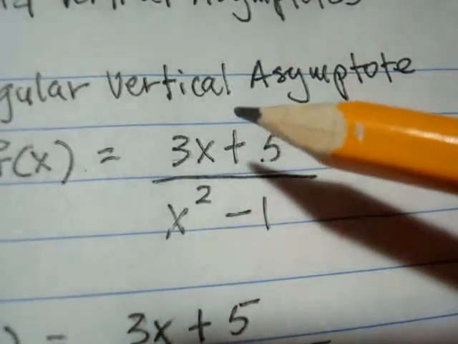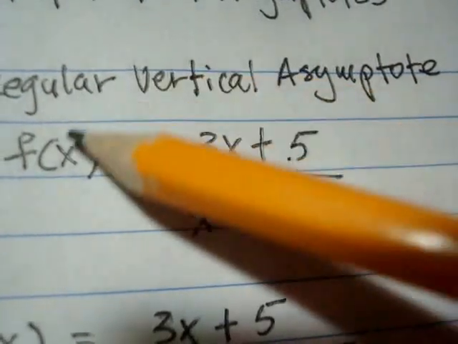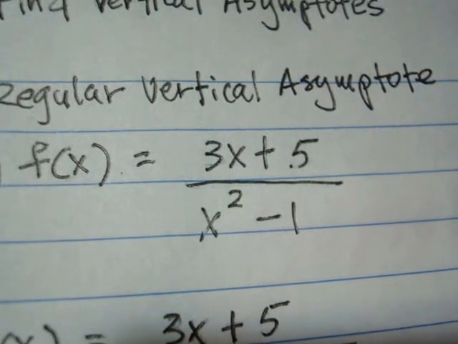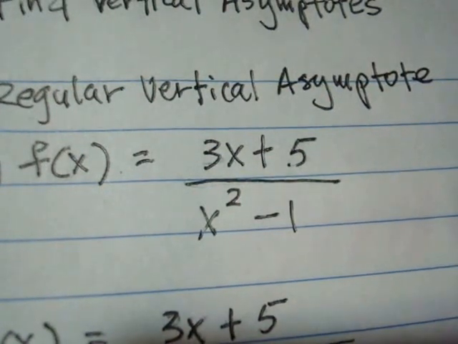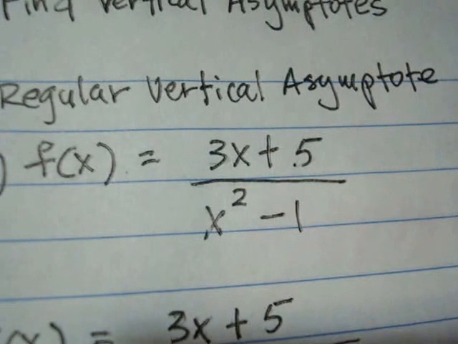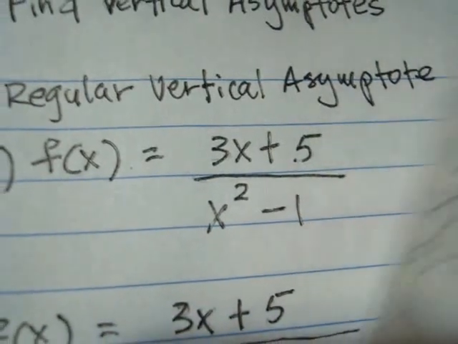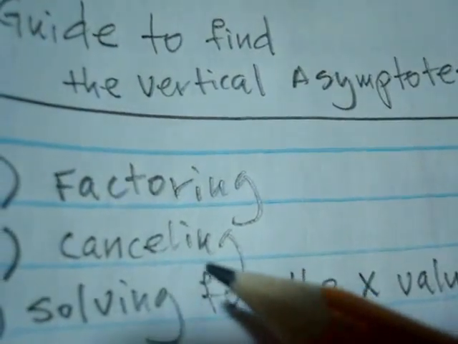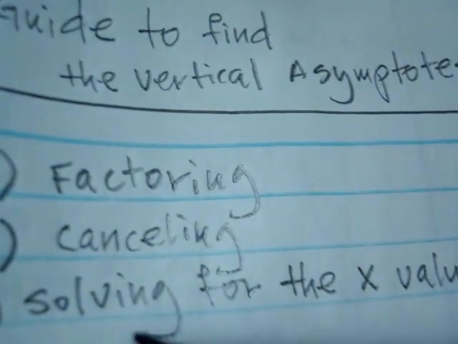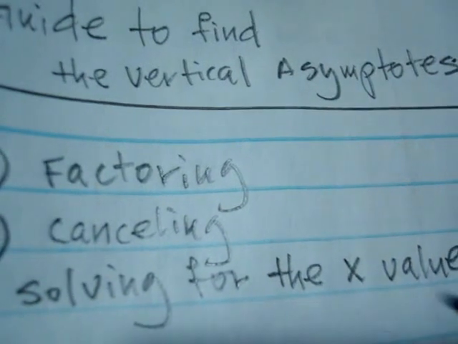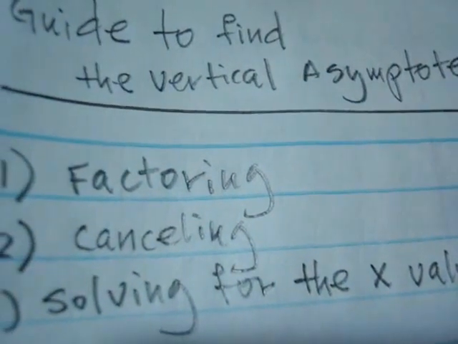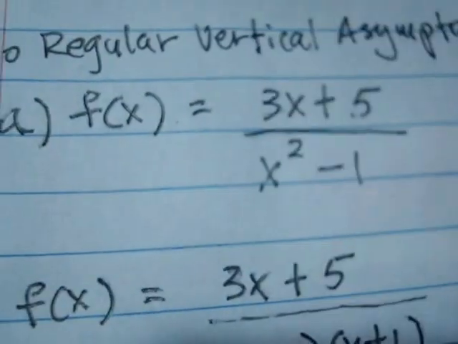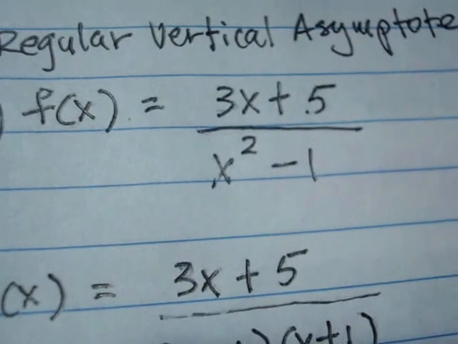Okay, to find the vertical asymptotes for this given expression, there are 3 steps to find the vertical asymptotes for a rational function. The first step is factoring, the second step is canceling, and the third step is solving for the x value. Now that we know the steps to find the vertical asymptote, let's go back to the regular problem.